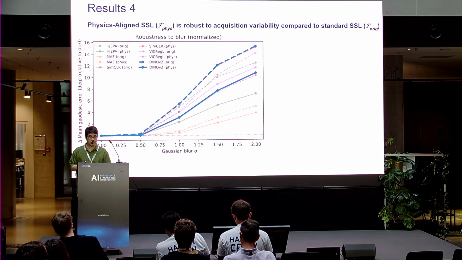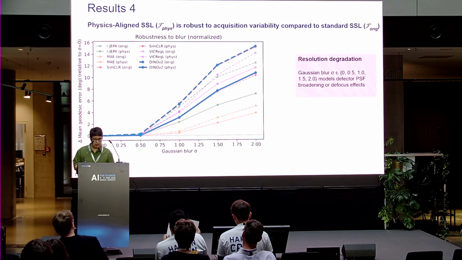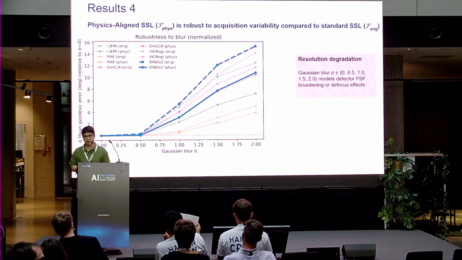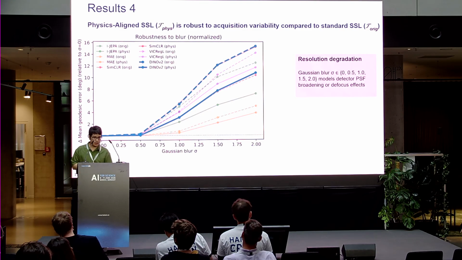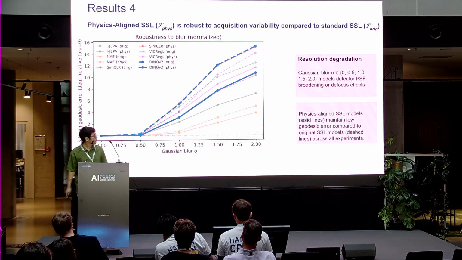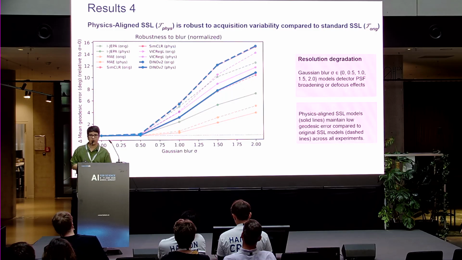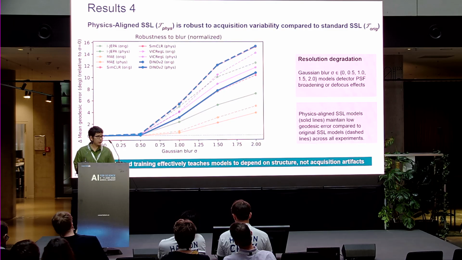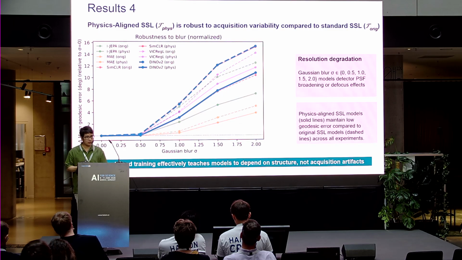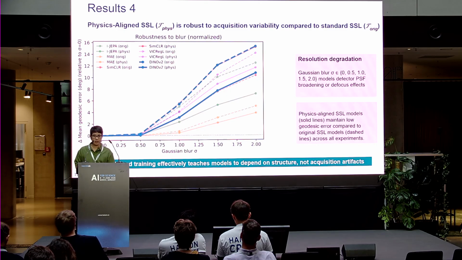If you apply some Gaussian blur, which simulates the detector point spread function broadening or the defocus effects, the trend still stays the same. The physics-aligned SSL models, the solid lines, change comparatively less compared to the standard SSL architectures. So basically, when you design augmentations that are aligned physically, the model is forced to learn the structures, so better representations, and not depend on acquisition artifacts. So if you change the artifacts, it remains very robust.